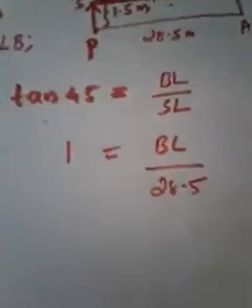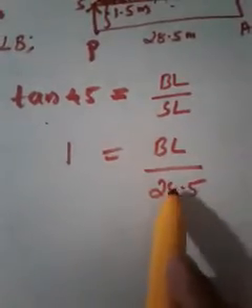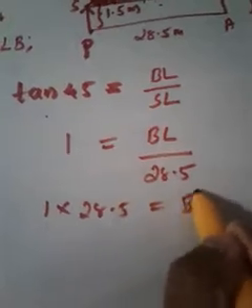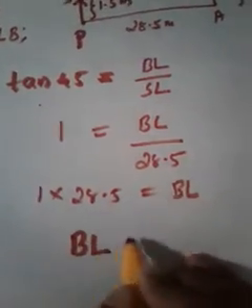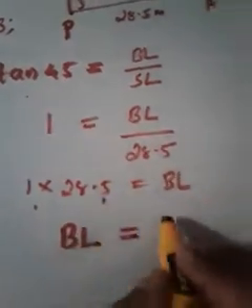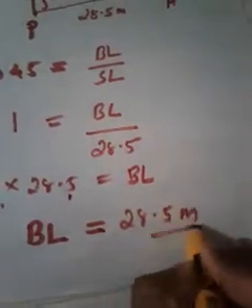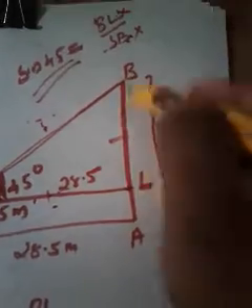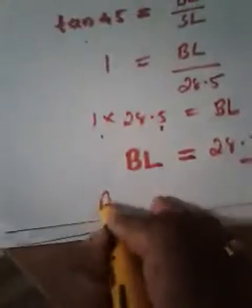So we have reached here, and now you can take this 28.5 to the left side, so it becomes 1 into 28.5. 28.5 is nothing but BL. So in short, we got the value of BL as 1 into 28.5. What is that? 28.5 meter. So we got BL, but what we need is the length of the chimney AB. So let us calculate AB now.